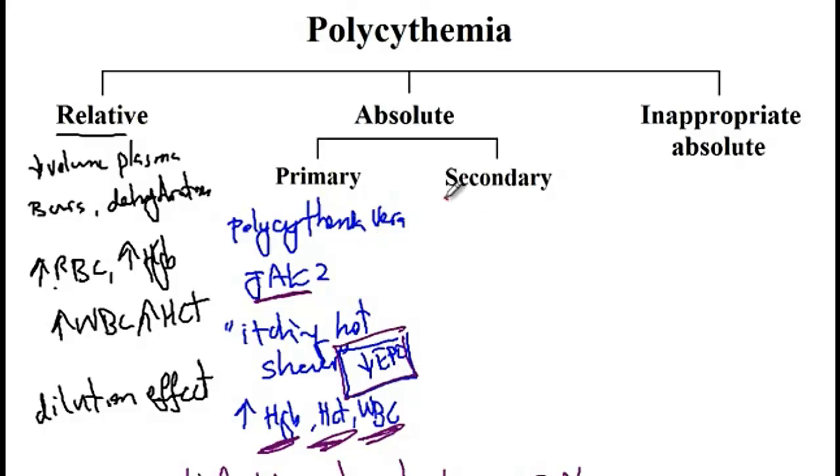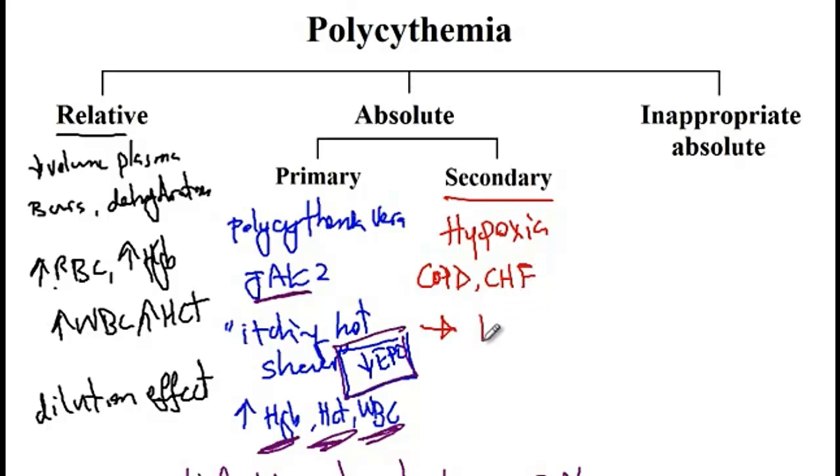The next condition is secondary absolute polycythemia, which is from conditions that cause hypoxia. For instance, patients with COPD, sleep apnea, or congestive heart failure. Since there is not enough delivery of oxygen to the tissues, the body will note the decrease in the oxygen and thus will increase the levels of erythropoietin in these patients, which will cause increased levels of red blood cells.